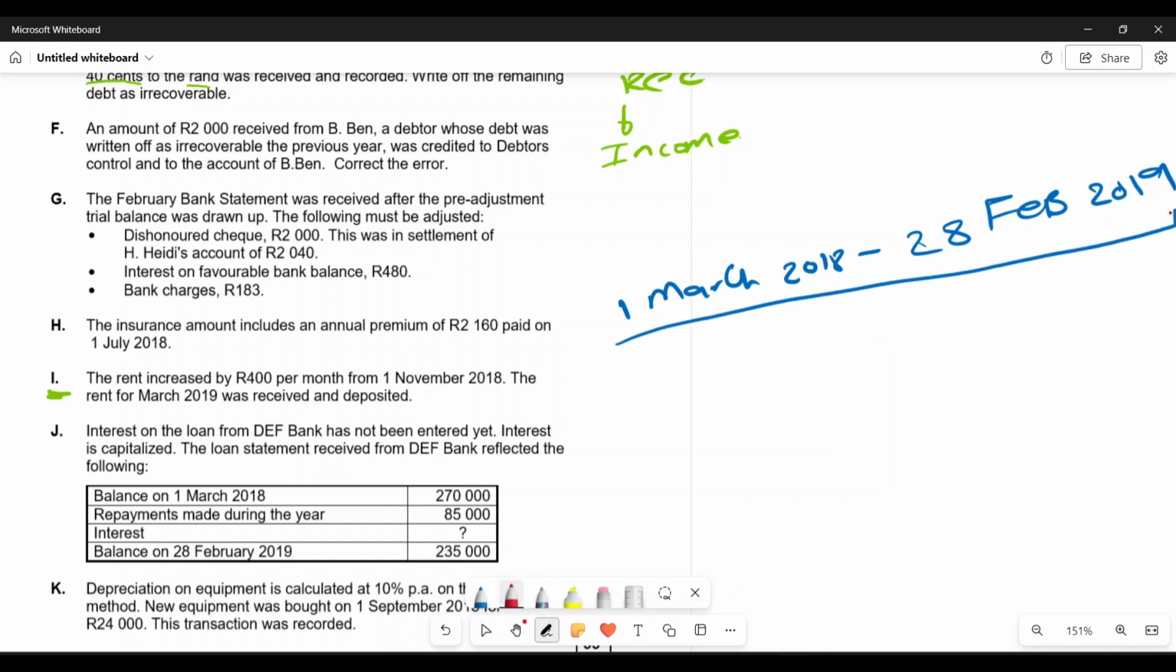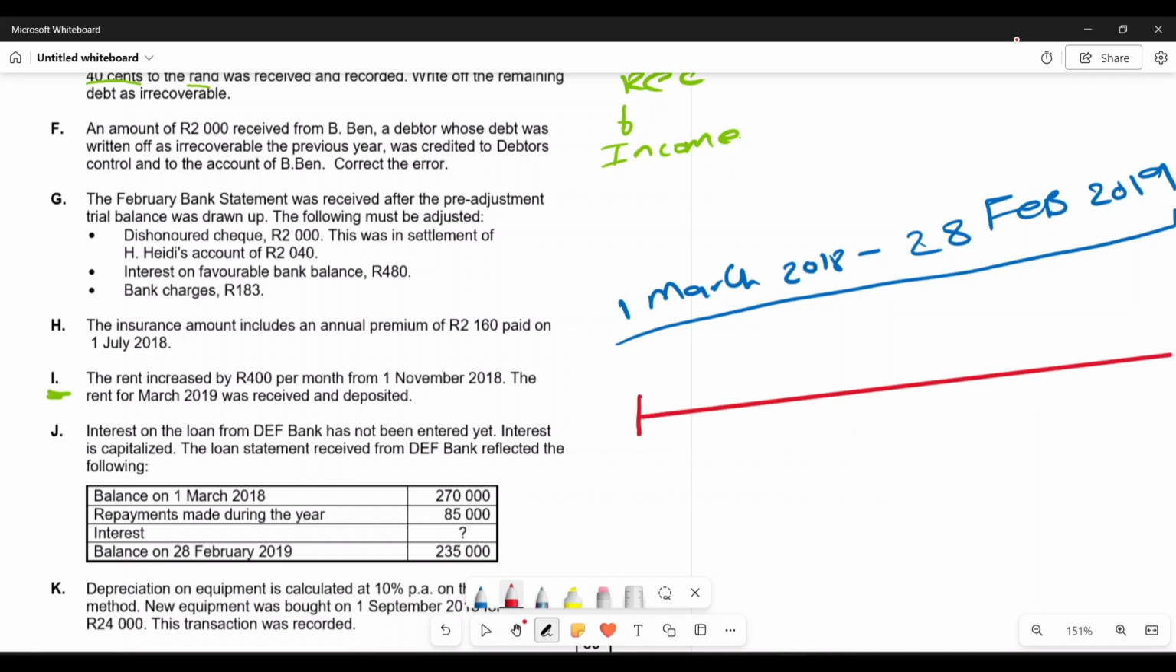Now, they're telling me that the rent increased by 400 per month from 1 November 2018. Rent for March was received and deposited. Remember, my year end is 28 February, meaning that March is the next financial year. So if I receive rent for March, would I need to add that rent or subtract it? I need to subtract it from my rent income because that rent is for next year, not this year.